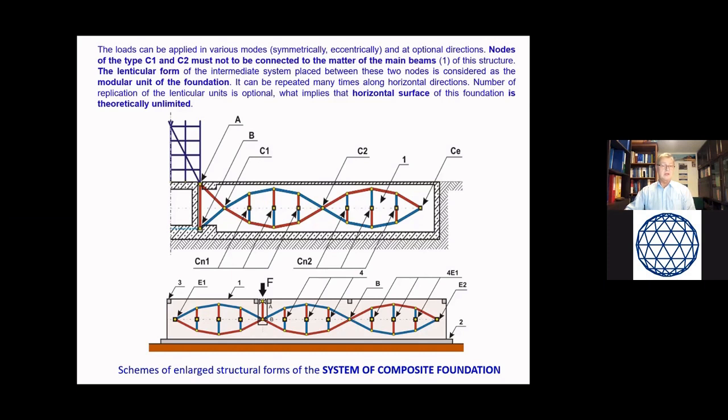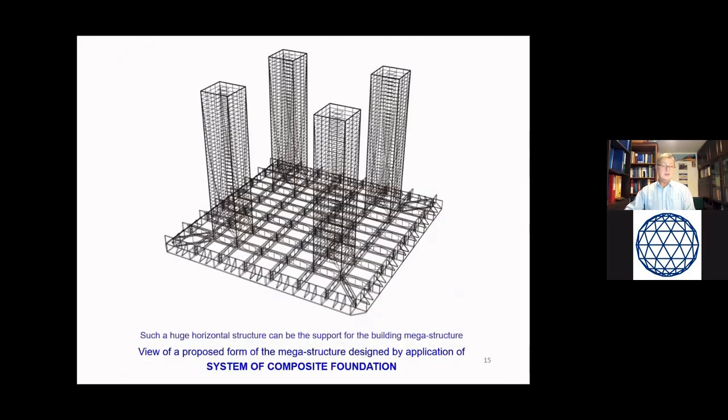The number of replications of the lenticular units is optional, which implies that the horizontal surface of this foundation can theoretically be unlimited. This structural system of composite foundation can be a base for various shapes of megastructures.